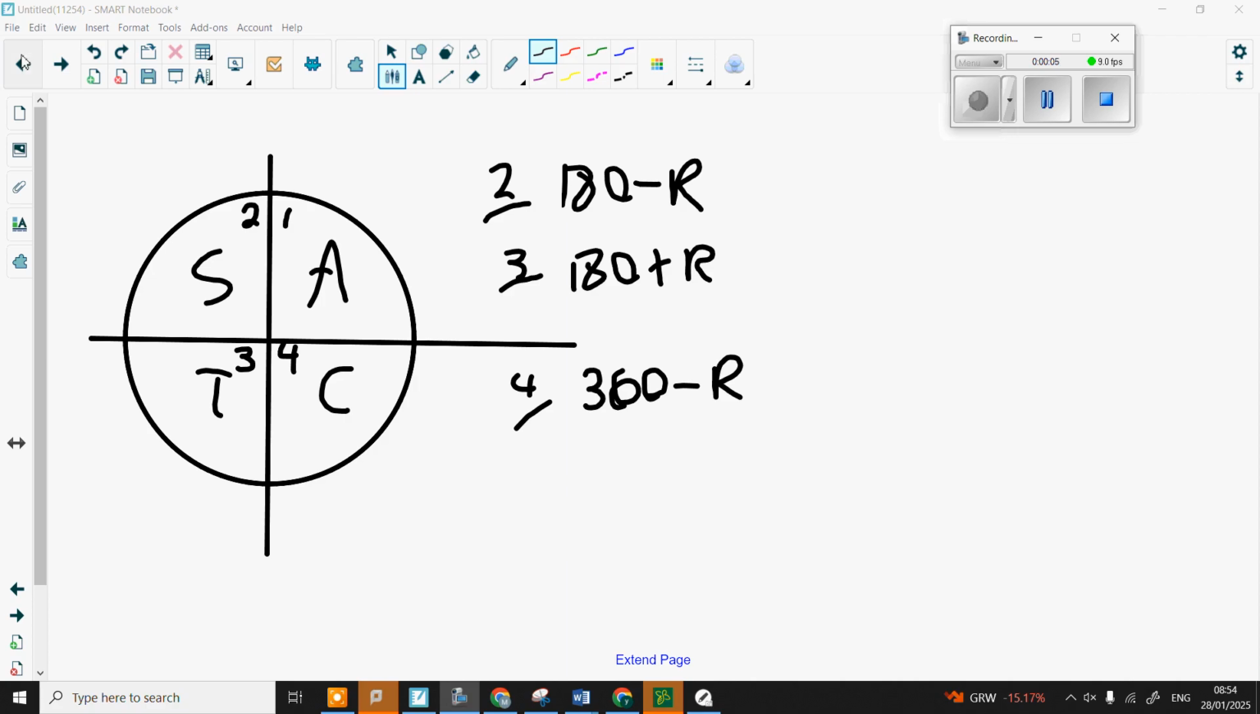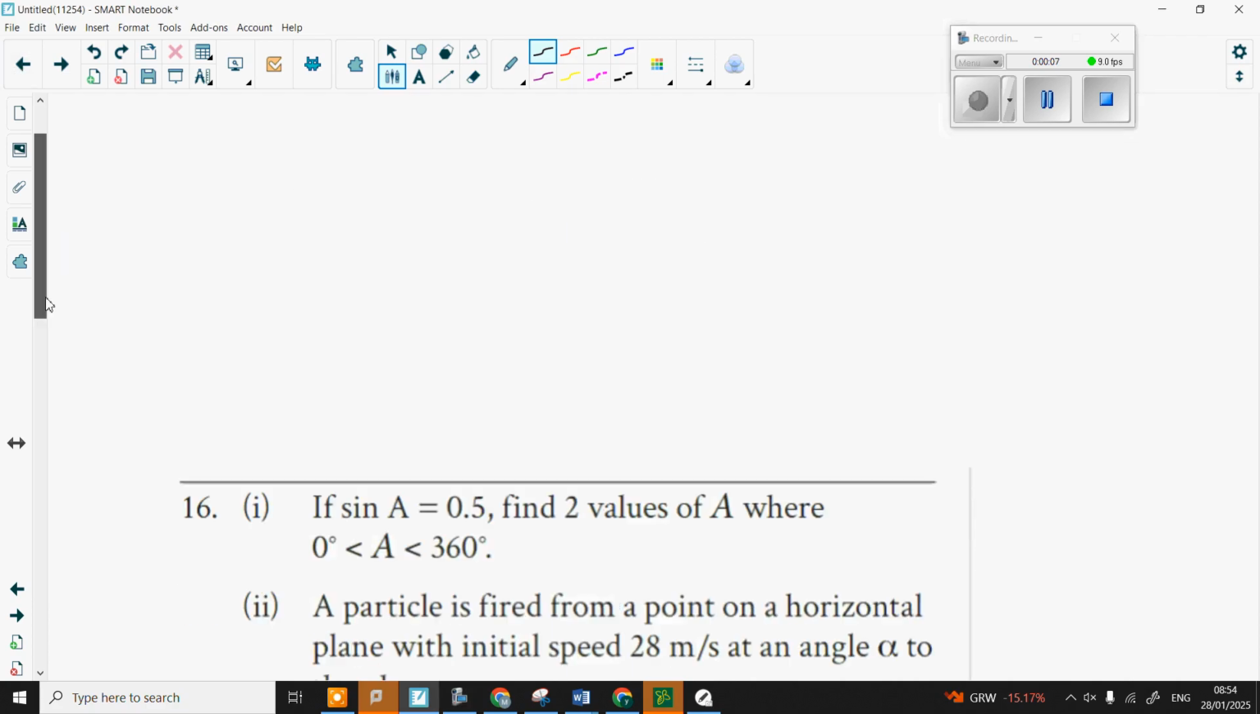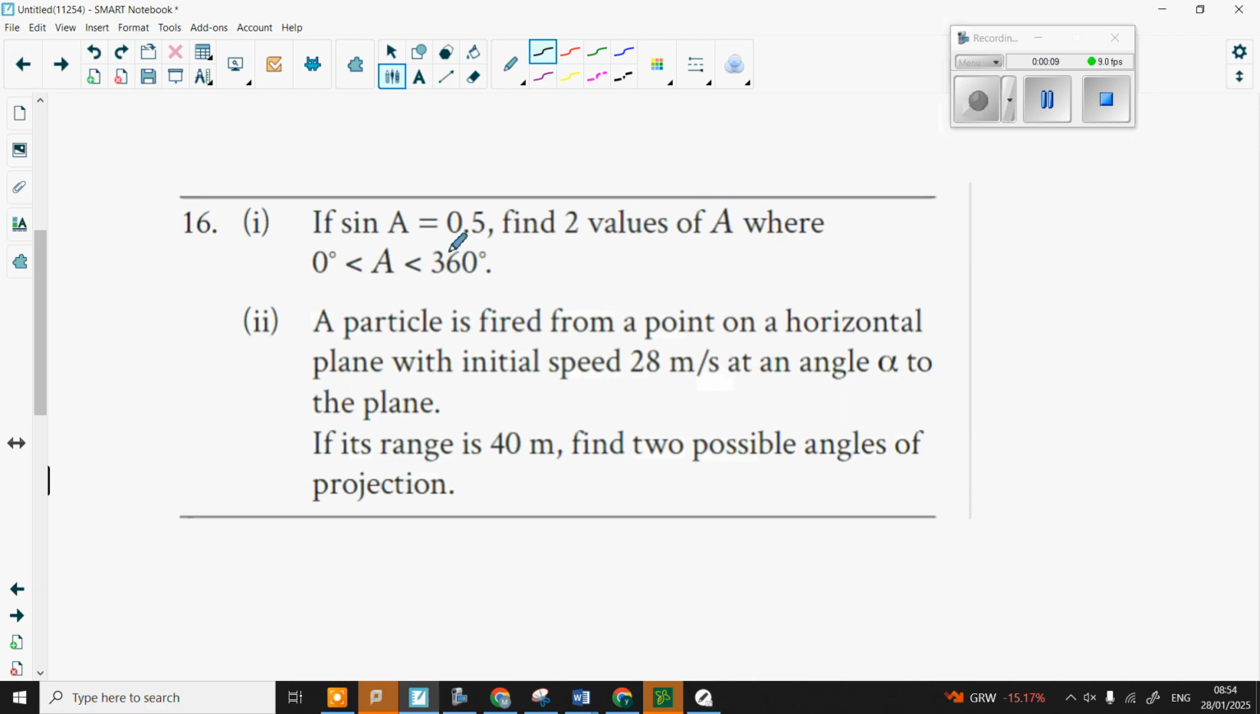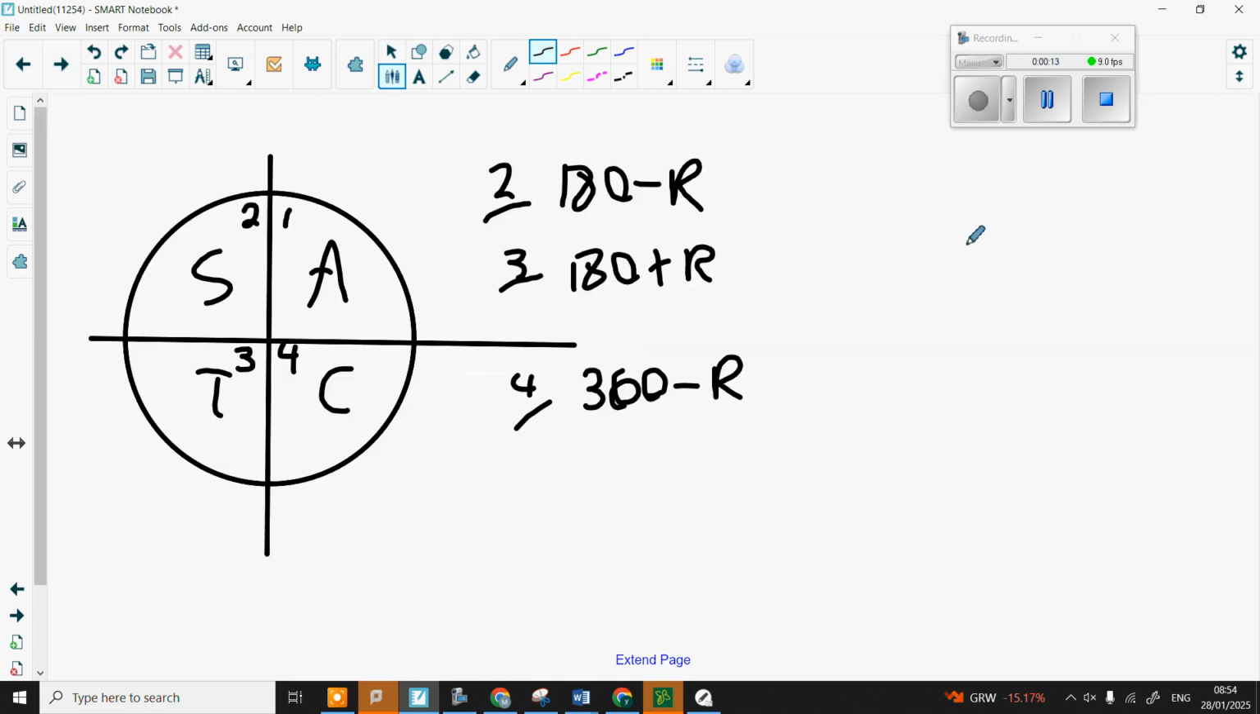Okay guys, so we're doing this question here where sine A equals a half, and we're going to find two values of A from 0 to 360. So first thing I want everybody to do is, can you all sine inverse a half for me? When you sine inverse a half, what R value are you going to get?